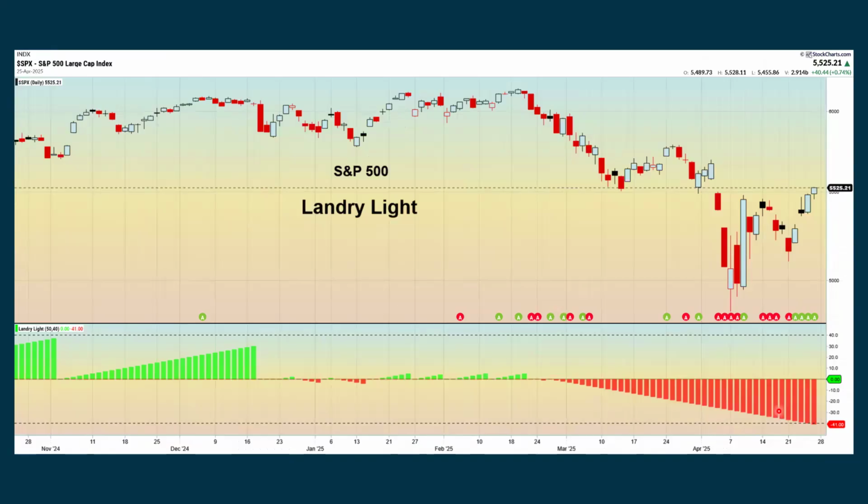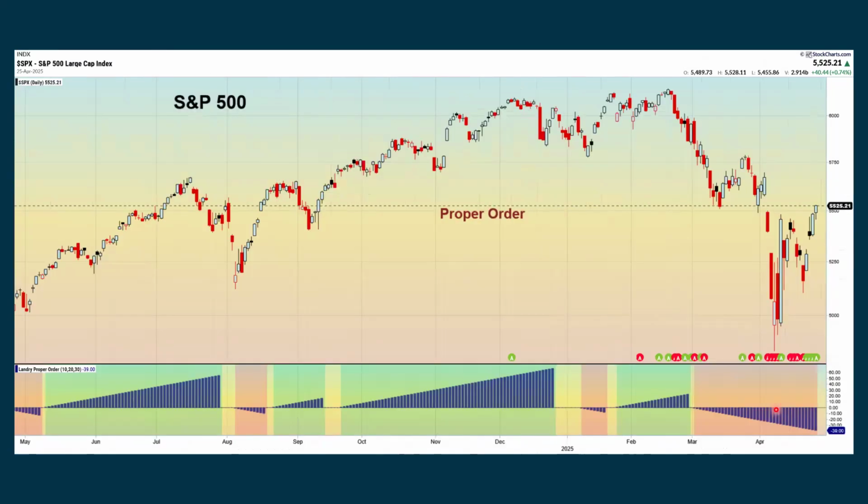And this is the Landry light. And even though we've been bouncing back up, you can see here, red. This means that we are still in a downtrend according to this chart and these indicators. Proper order, another way of measuring this based on color, where the background here is red. That means that we're still in a downtrend here. And for as long as this goes on, these lines just continue to build on each other. It doesn't mean a stronger or weaker trend. It just means a longer trend.